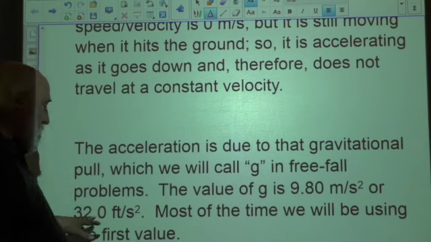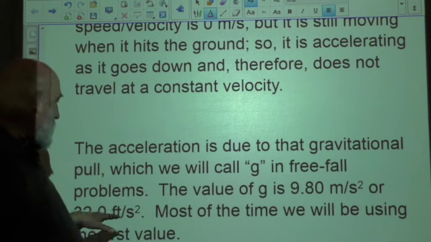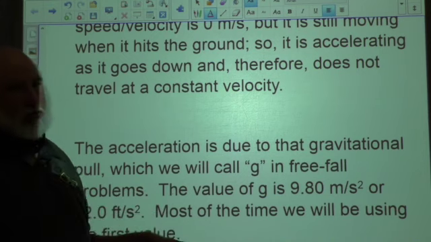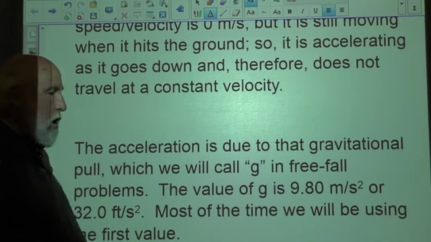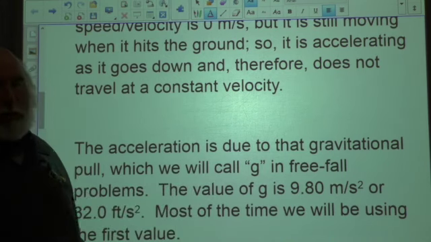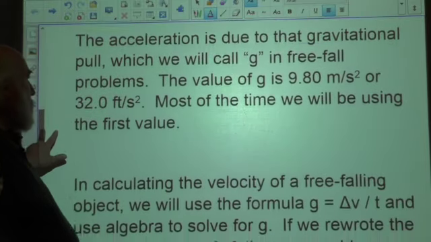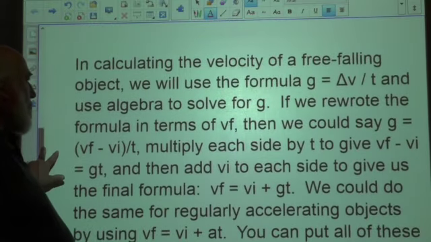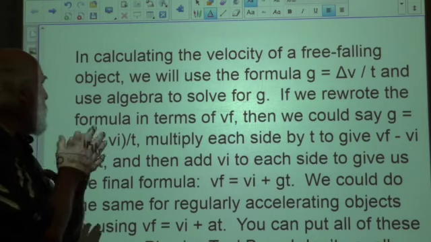In terms of English measurements, the acceleration is 32 feet per second squared, or 32 feet per second for every second it drops. We're going to be using the 9.80 most of the time, but keep in mind that 32 feet per second squared is the equivalent dropping acceleration for gravity in the English units.